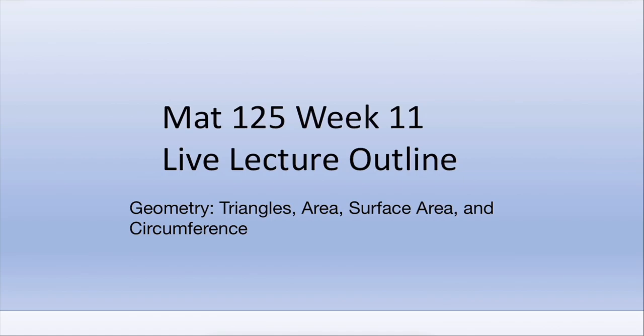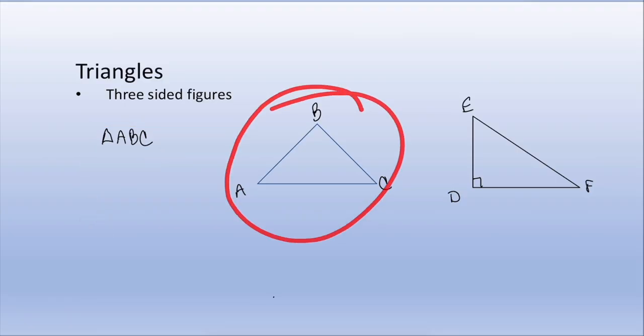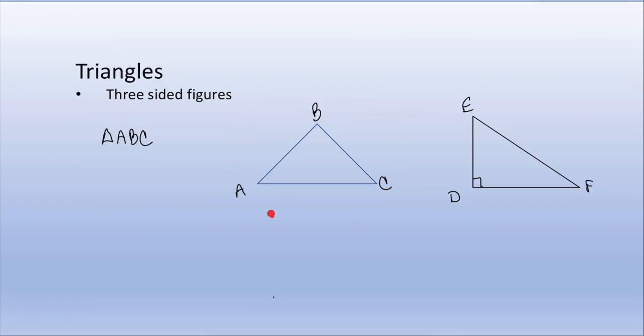So in this video, we are going to talk about the topics in week 11, some geometry topics: triangles, area, surface area, and circumference. Now, a triangle is a three-sided figure. In a geometry class, it is very common to use that little triangle symbol. So this triangle would be considered triangle ABC, and this triangle would be triangle DEF. And those don't have to be alphabetical. It's just common that you'll see it like that.